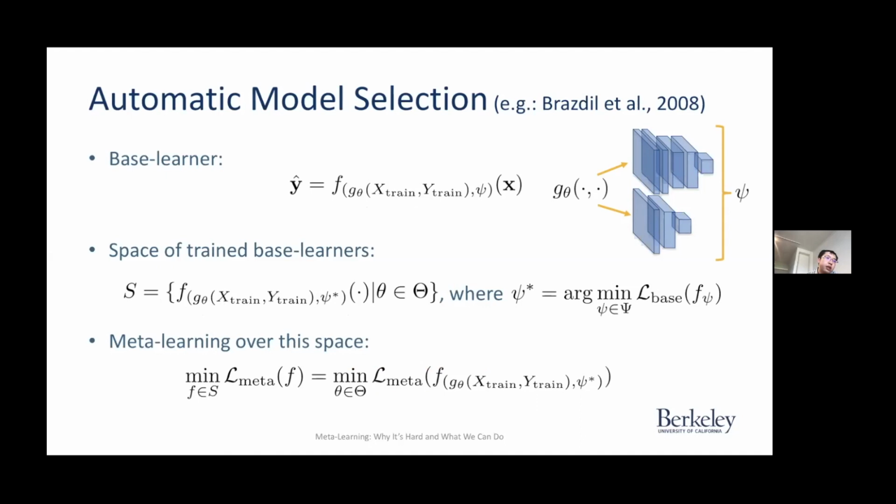So a third type of meta learning is automatic model selection. This is less common in the literature.